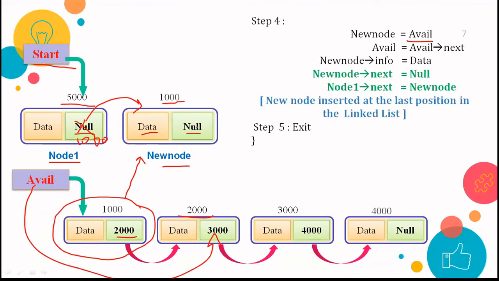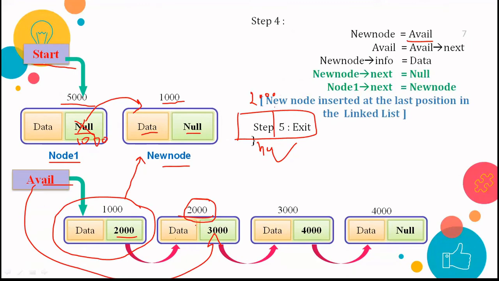But as I have told you, if you want to create one more node, avail is storing what? The address of this node, which I have now taken from the free list, and the address of this node is 2000, right? So this will be your new node, and the new node will contain the address being stored in avail. Avail is storing 2000, so now this node is also storing the 2000 address.